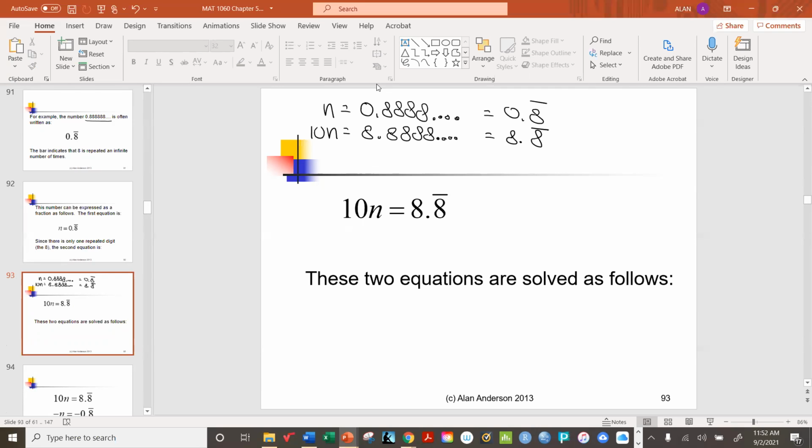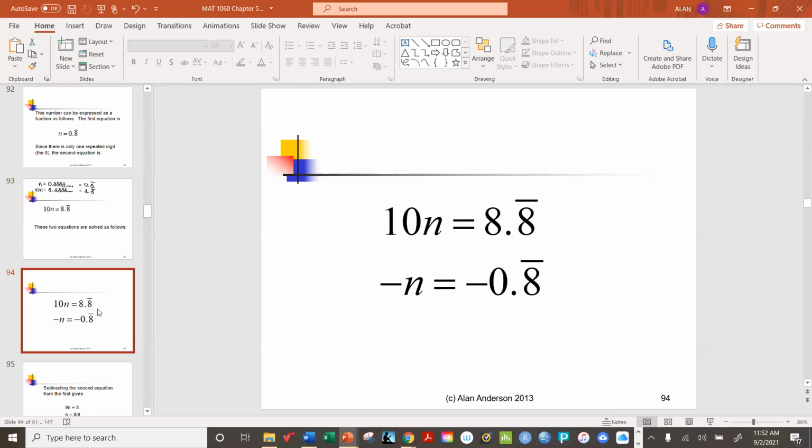Aha. Now, how does this help me? Because look what I can do now. I can subtract one from the other. Okay, so let's see what would happen if I subtract one from the other. It will leave me with a nice, clean result. Watch this. So I'm subtracting, and I get 9n equals 8.